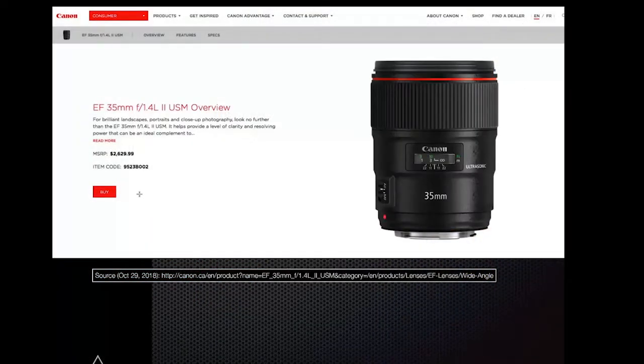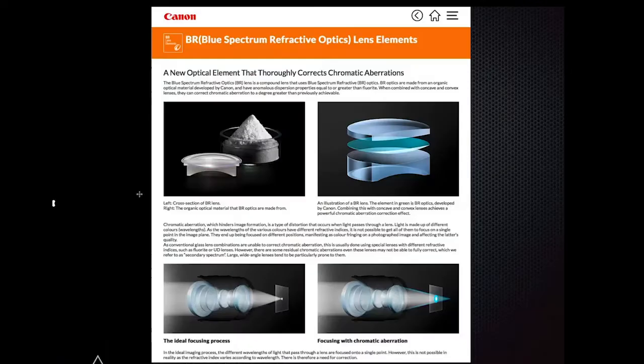Here's another lens by Canon. It's their 35 millimeter 1.4 lens. Beautiful lens. Very expensive too. If you take a look at the price there, it's about $2,000, actually $2,600. And again, I don't want us to get into the nitty gritty of all the different ways that they correct for chromatic aberration. I'm showing this more to illustrate that manufacturers are working hard to solve that problem.